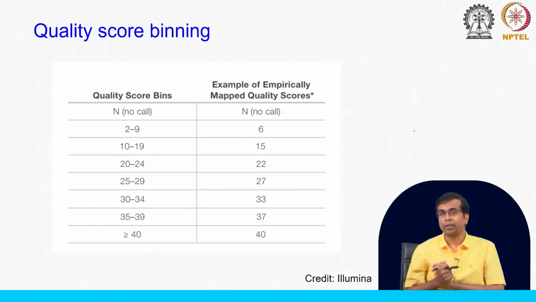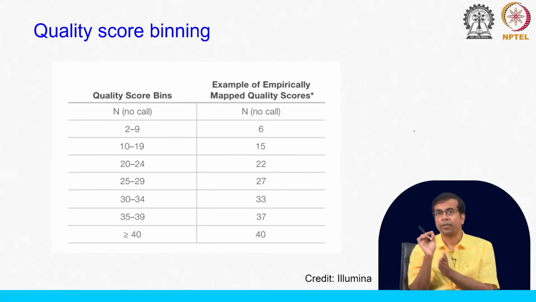Okay. So, what is this quality score binning? It simply says, instead of having every possible quality score, why not just give a median value or some sort of representative value for each bin, each range of quality score. So, the entire quality score can be divided into, let us say, 8 classes here. In this example it is 8 classes or 8 bins, from 2 to 9, then 10 to 19, etc., and then the final one is greater than 40. And for each of these bins, why not just give one quality score value.